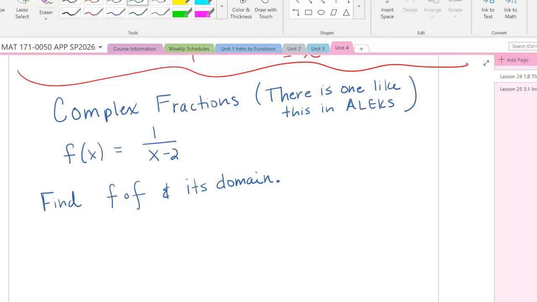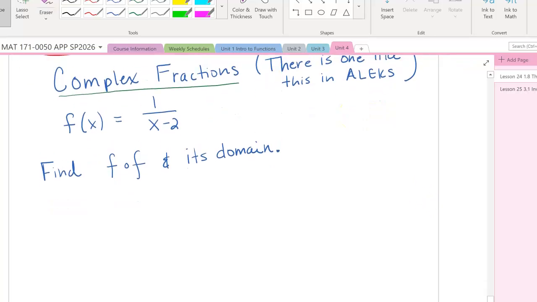I've actually added one more example to lesson 24, and that deals with when you're encountered with complex fractions when you're trying to compose functions. I believe there is one like this in ALEX, so I wanted to give you an example to help you with that problem.